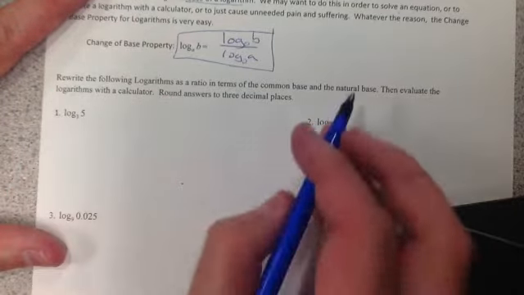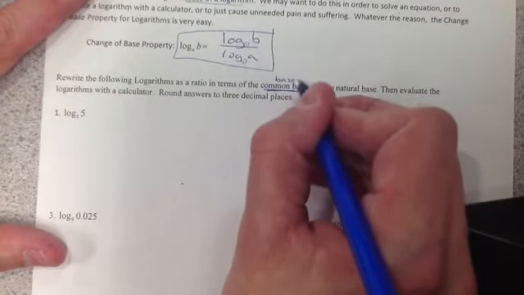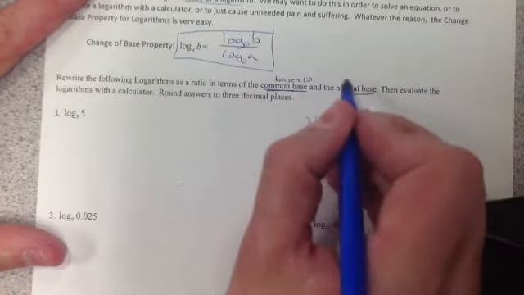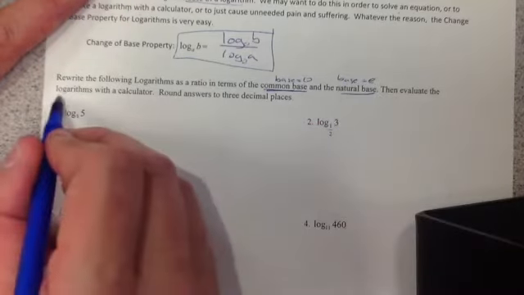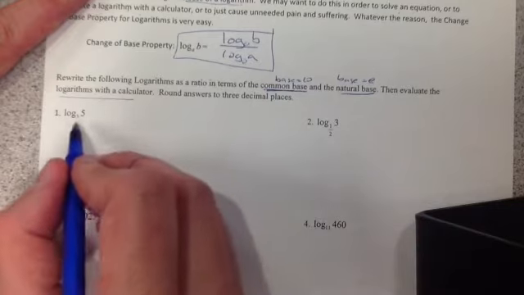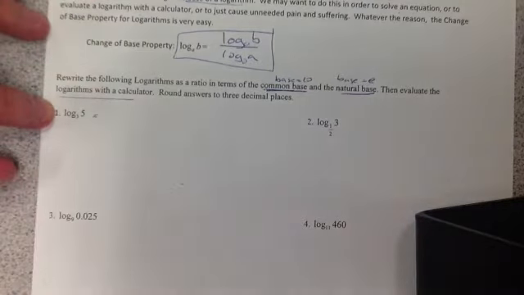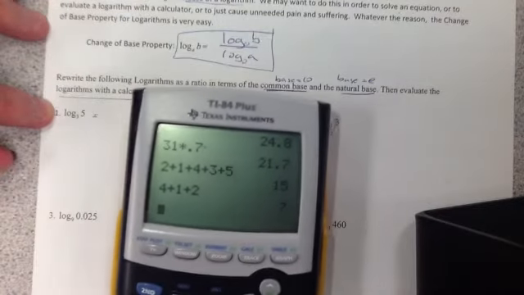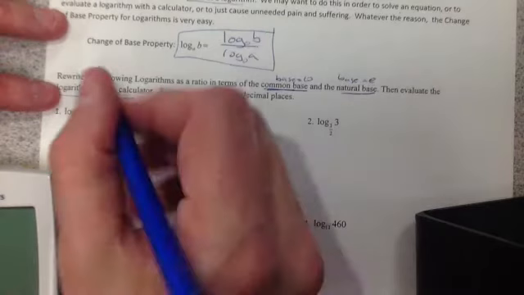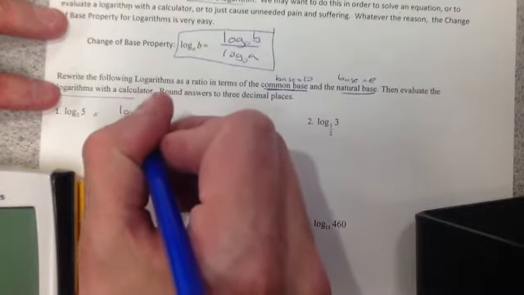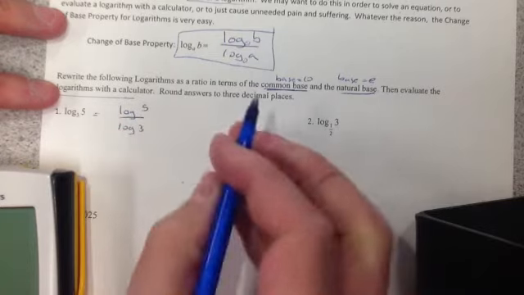Rewrite the following logs in terms of the common base. Remember, this is our base 10 and the natural base, that's where the base is e. And then we're going to evaluate them on the calculator. So if I want to rewrite this, see, I can't do log base 3 on the calculator. So what I can do instead is I'm going to rewrite it. The calculator will do base 10. So I can write this as log of 5 over log 3.